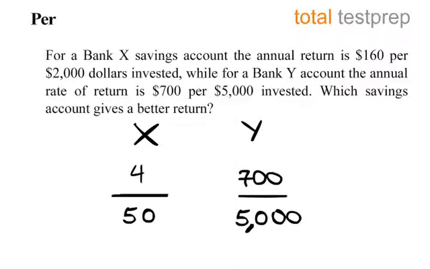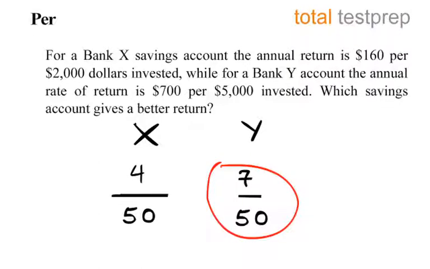The return on Y is $700 over 5,000. We can reduce this as well by getting rid of 2 zeros up top and 2 zeros in the bottom, so that we're left with 7 over 50. It's now easy to compare these two returns. One gives you $4 for every 50 invested, the other one gives you $7 for every 50 invested. Therefore, Bank Y gives you a better return, gives you more money back for the same amount that you invest.